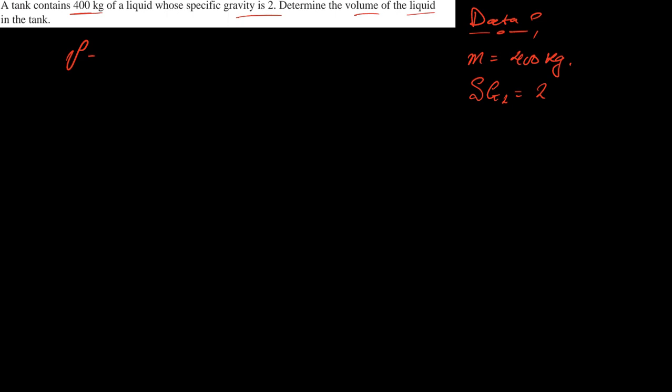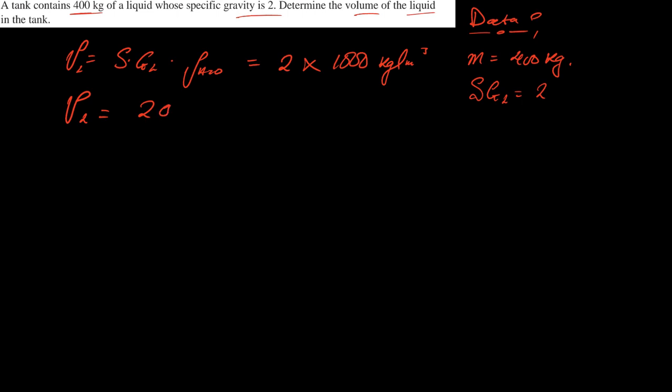So we're saying that the density of the liquid will be the specific gravity of the liquid times the density of water. And we have been told that the specific gravity is 2 and the density of water is 1000 kg per meter cubed. And if we use our calculators wisely, we'll be having a value of 2000 kg per meter cubed. And this is now the density of the fluid.